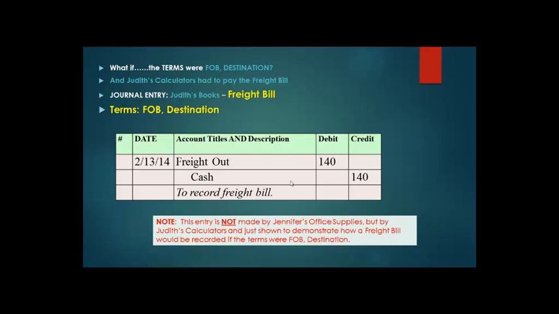Now, if the terms were FOB destination and Judith's Calculators had to pay the freight bill, this would be how it would be booked on Judith's Calculators. Debit to freight out, which is an expense, credit to cash. Please note this entry is not made by Jennifer's Office Supply, but it's just shown to demonstrate how a freight bill would be recorded if the terms were FOB destination.